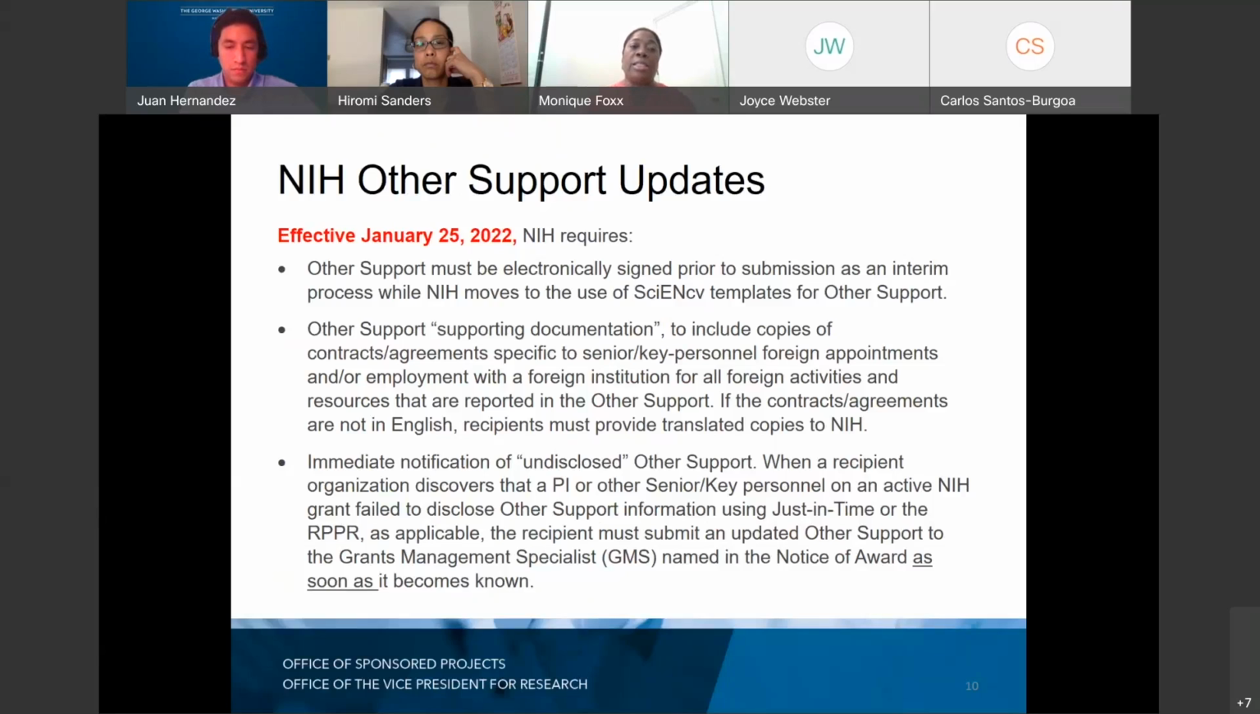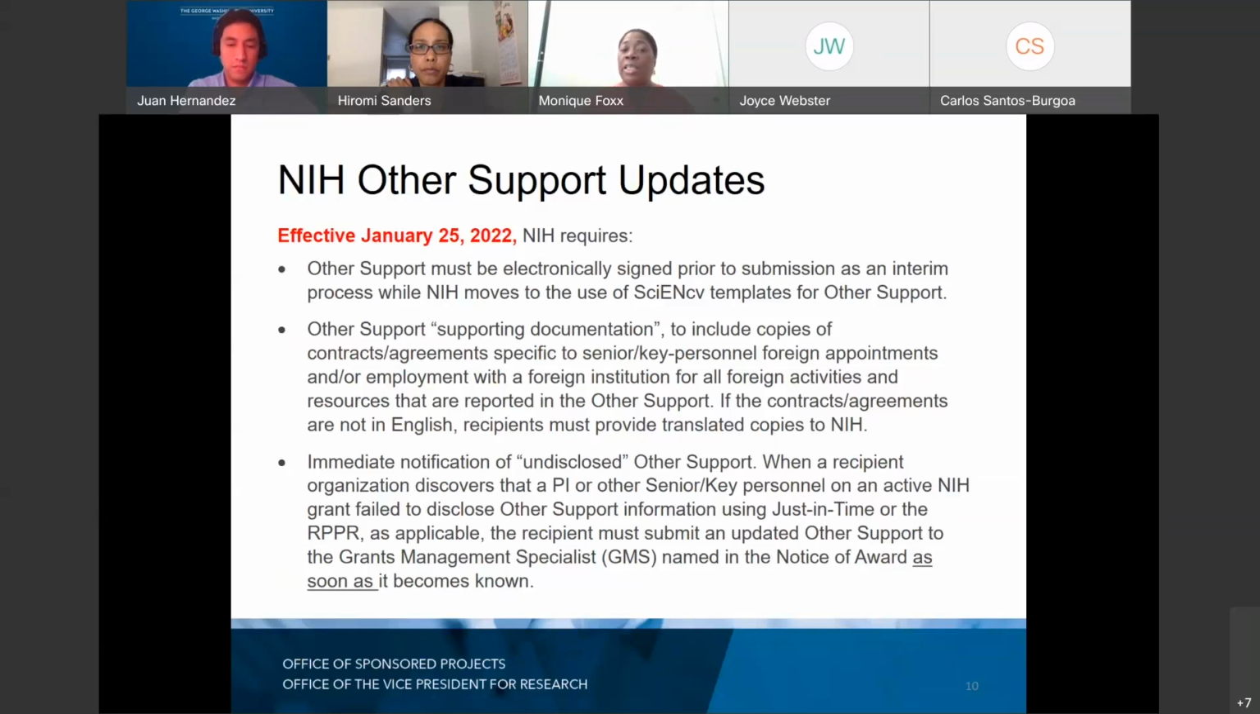Other support, supporting documentation. We will be required to include copies of contracts, agreements specific to key personnel. Senior key personnel, we use those terms interchangeably. For foreign appointments and or employment with a foreign institution, for all foreign activities and resources that are reported in the Other Support. If the contracts or agreements are not in English, recipients must provide translated copies to the NIH.